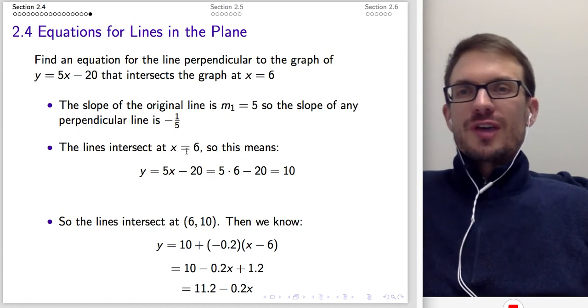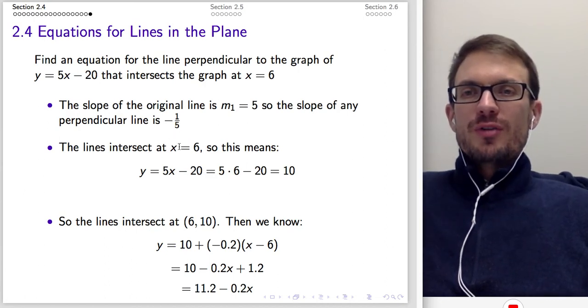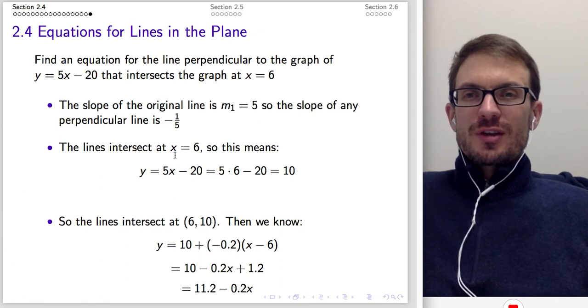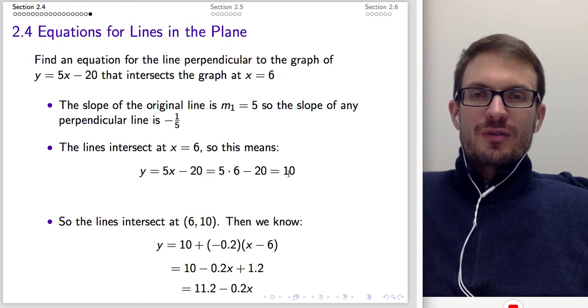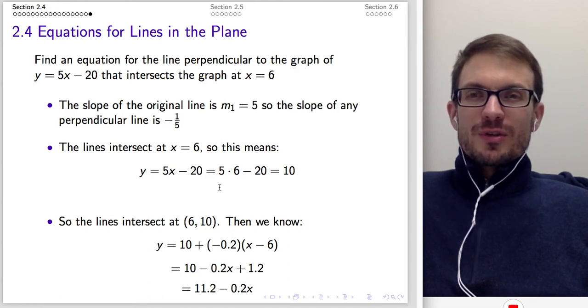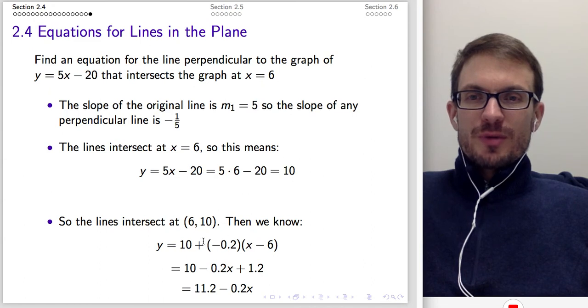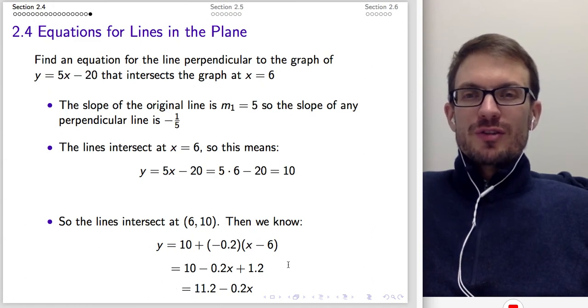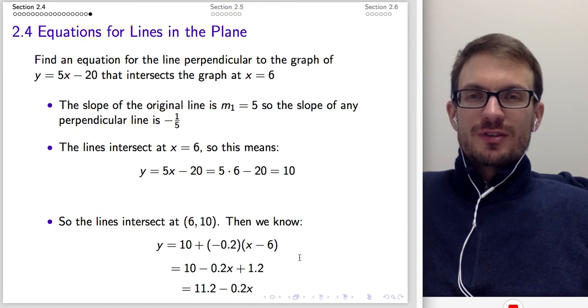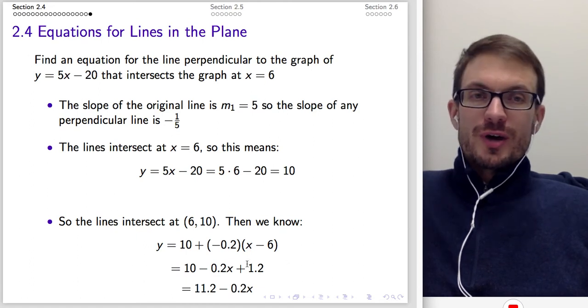The lines intersect at a point with x coordinate equal to 6. Well, let's find the corresponding y. So we'll evaluate this by plugging in 6 here. So we have 30 minus 20 is 10. So the point is 6, 10. Now we can use point-slope form. Here's my slope, here's my point, and we find y equals 11.2 minus 1/5 x, or 0.2x, same thing.